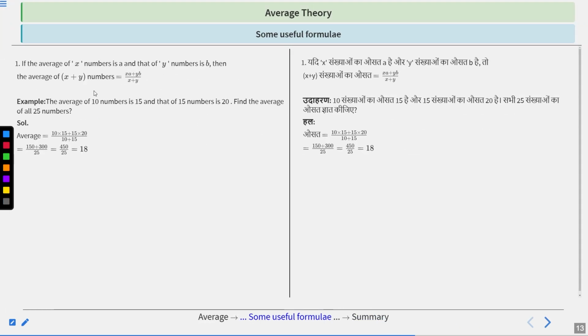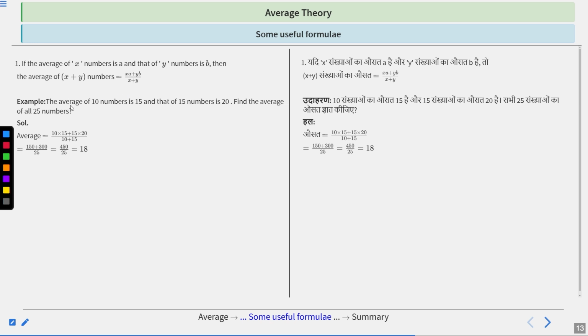If the average of x numbers is a and that of y numbers is b, then the average of x plus y numbers is (xa plus yb) upon (x plus y).